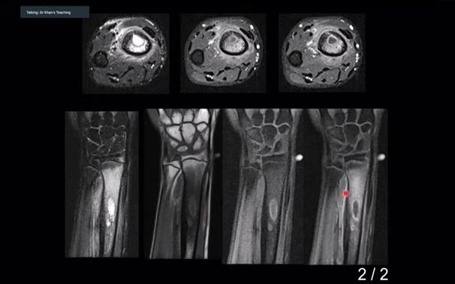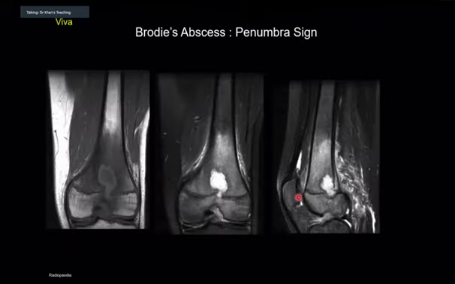Can you please mute yourself? Now, if you see this case, just to show you the penumbra sign, which was visible on the previous case also. But what is the penumbra sign?